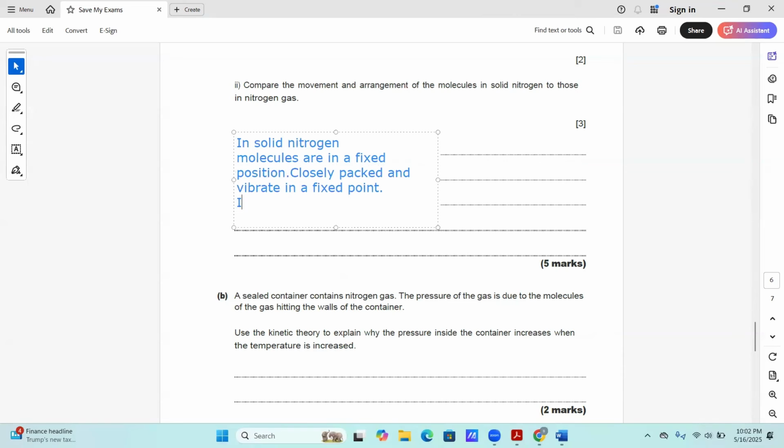In nitrogen gas, molecules move randomly. Molecules are far apart. Molecules move at high speed.